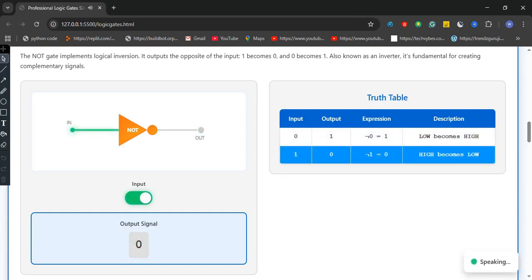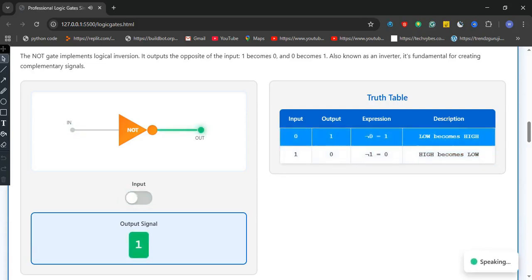NOT gate input set to high. Input is high, so NOT gate output is low. NOT gate input set to low. Input is low, so NOT gate output is high.